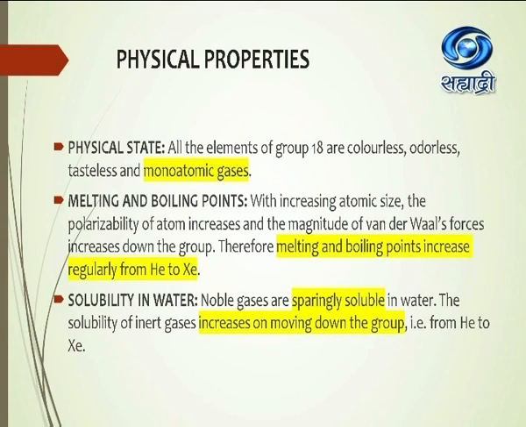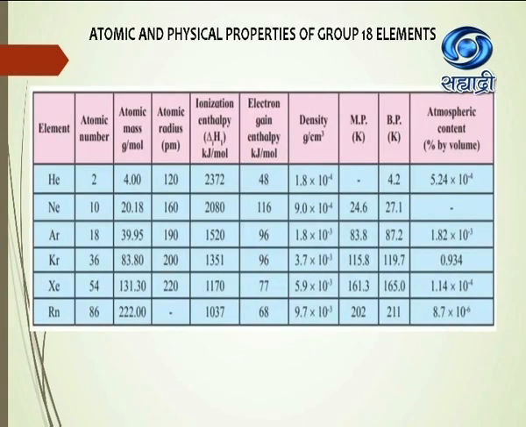The next physical property is solubility in water. Noble gases are sparingly soluble in water. The solubility of inert gases increases on moving down the group, that is from helium to xenon. So this is a table that shows you actual values of some of the atomic and physical properties, that is atomic radius, ionization enthalpy, electron gain enthalpy, melting point, boiling point, etc. So it is exactly in accordance with what we have discussed just before this.